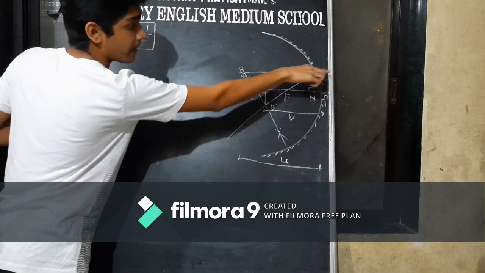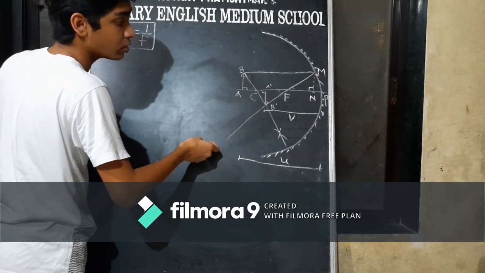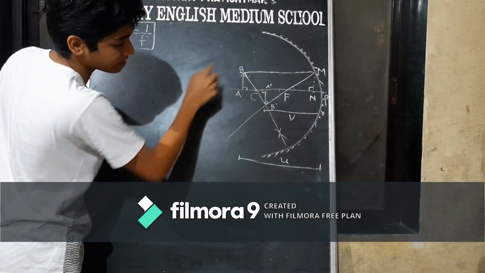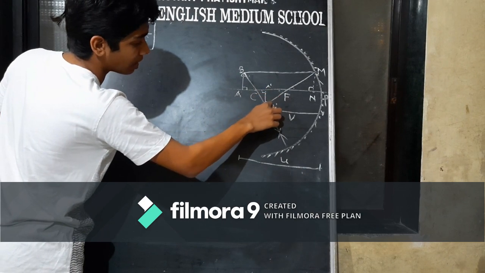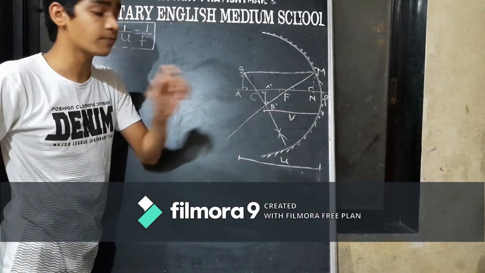Let's take a ray perpendicular and parallel to the principal axis. It will fall down through the focus, and another ray goes through the center of curvature, so it will retrace its path. So the image A dash B dash will be formed in between the center of curvature and the focus.